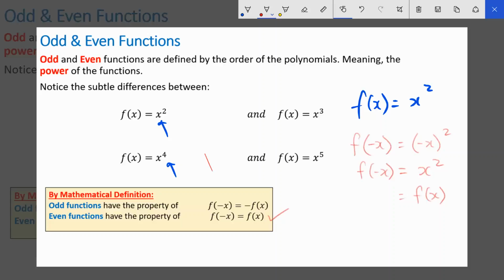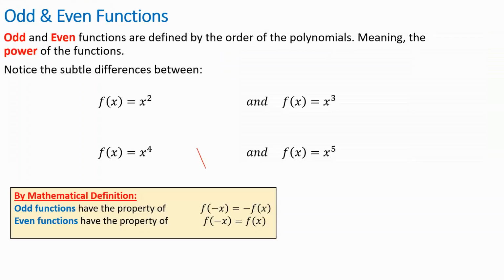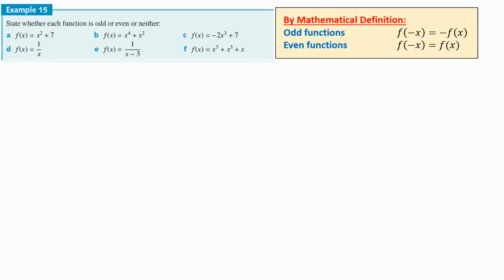Now, I know this looks pretty straightforward. It's the next few questions that will be different. So this is your textbook questionnaire. And for some of them, just because you have an odd or an even power, you don't know whether it is odd or even or neither. So the only way to figure that out is to use the mathematical test, sub in the negative x to see.